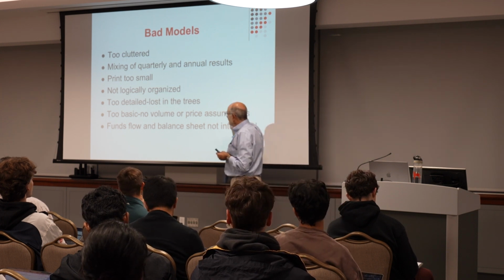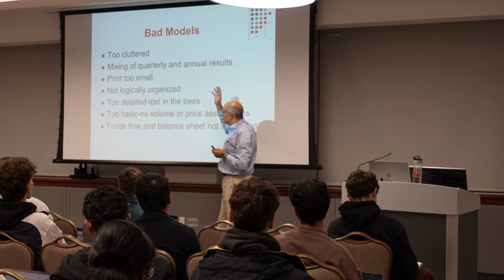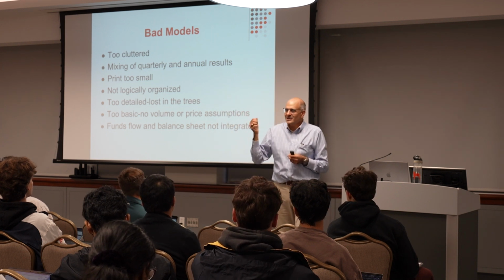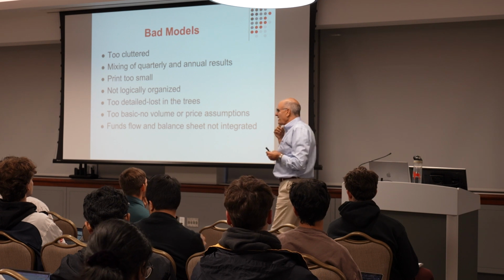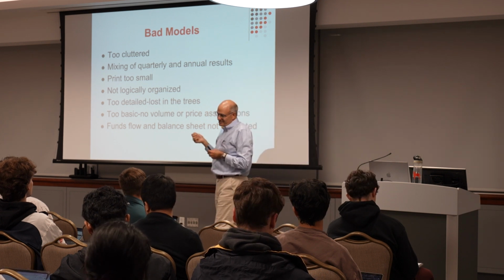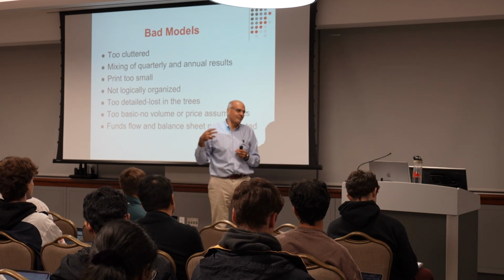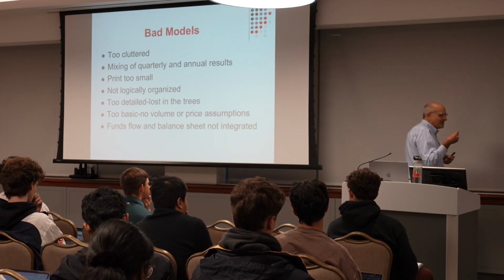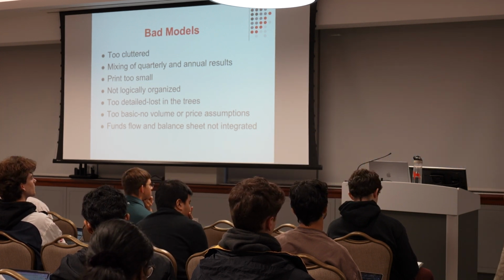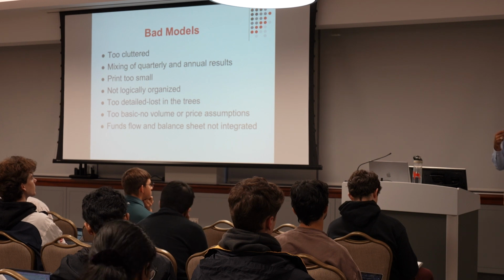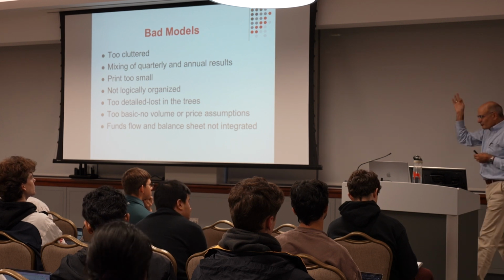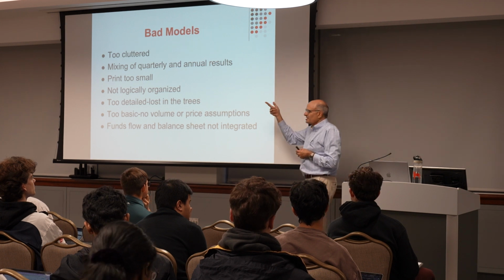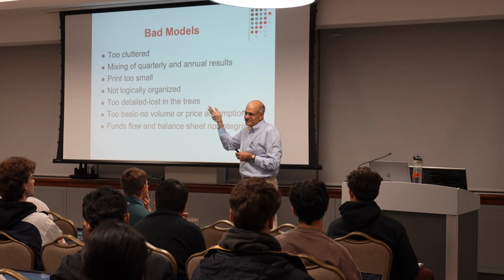Not logically organized. Too detailed: there's too much information. One of the critical things about modeling is to be able to determine what matters, and what matters comes with experience. So a friend of mine, who has come and taught the last couple of years, modeled Booking.com. There are three business lines at Booking.com: airlines, hotels, and rental cars.